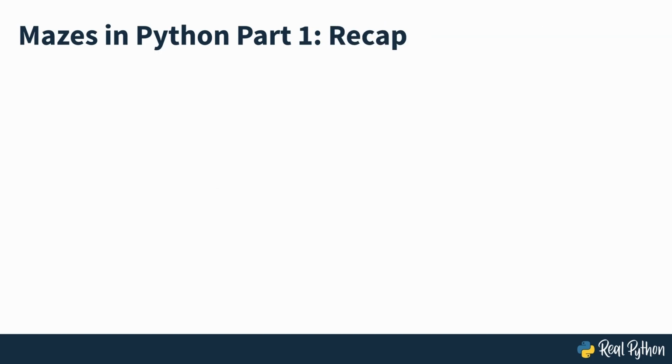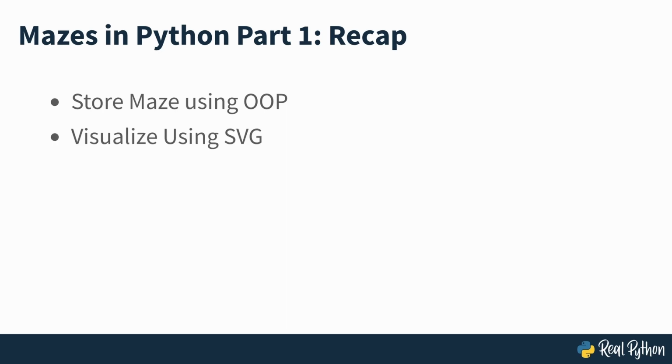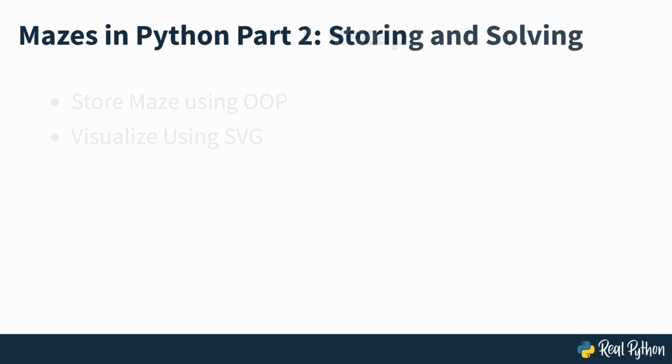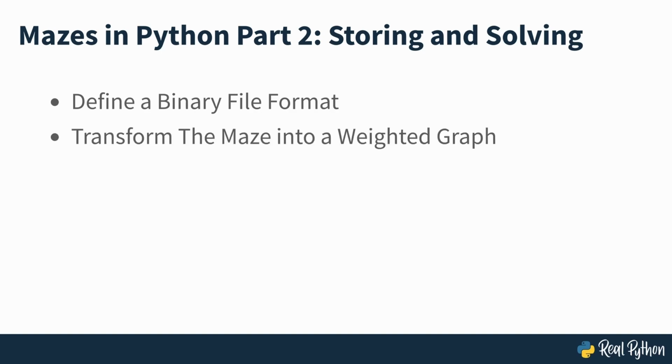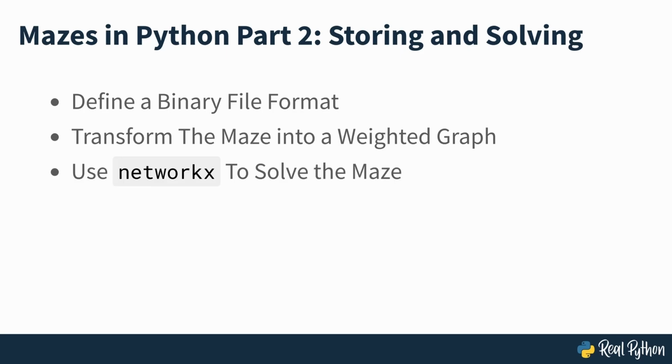In the first part of this course, you learned how to use an object-oriented approach to store the maze and how to visualize it using SVG. In this second part, you'll complete the project. You'll learn how to define a specialized binary file format to store the maze on disk, transform the maze into a traversable weighted graph, and use a graph search algorithm in the NetworkX library to find the solution.